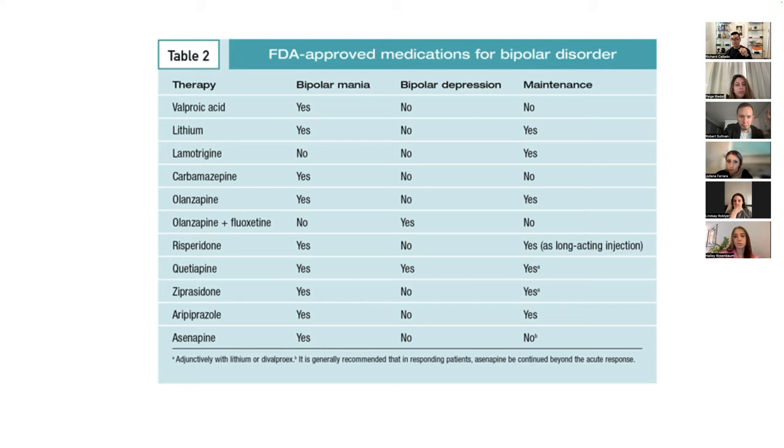For whatever reason, when they did the FDA testing and they tried to market Depakote, valproic acid, for bipolar depression, it failed the study. All right. Not enough patients responded. It didn't separate from placebo. So therefore, it didn't get that indication, all right?